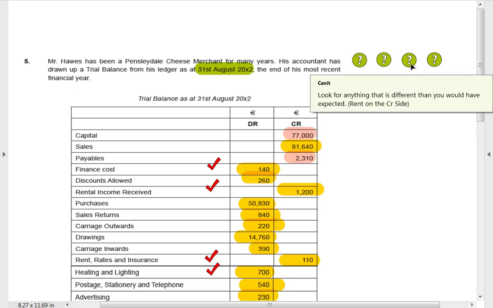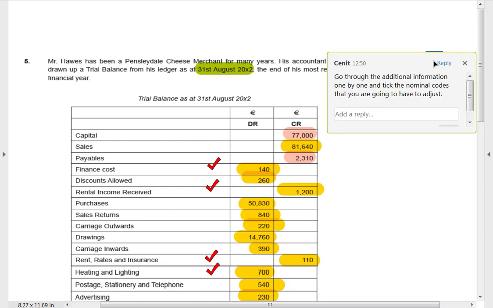The next thing we did was we looked for anything different, and straight away we saw that rent, rates and insurance is an expense. I would have expected that to be on the debit side. It's not, it's on the credit side. So I know coming into the year, right now as we speak, I already had 110 that was owed there for rent, rates and insurance. So that was an accrual from the previous year.